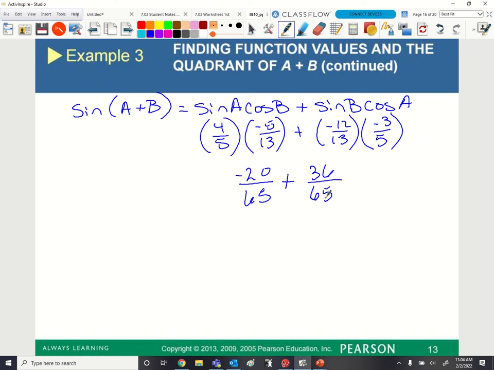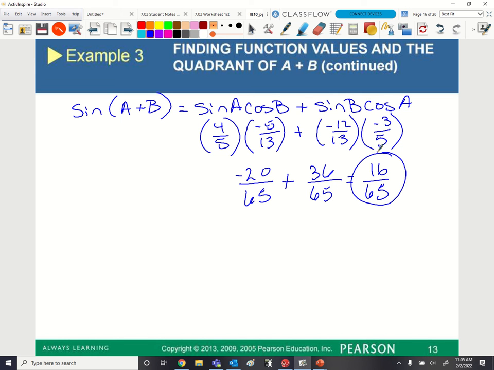Now I've finished the multiplication, so I deal with the sign in between. This is my plus sign in between. But they're already common denominators, aren't they? Since they're already common denominators, all I have to do is combine the tops. So I have negative 20 plus 36, which gives me 16 over 65. Does that reduce? No, it doesn't. So I circle it. You know what happens when we circle it, right? That's the answer. That's done.